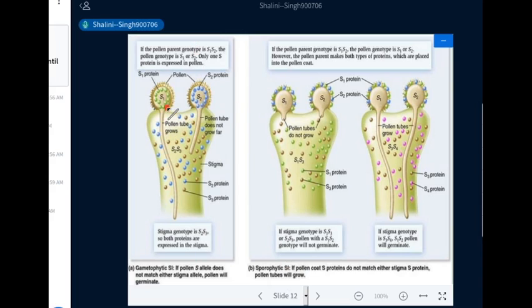This is the example of gametophytic self-incompatibility. In gametophytic self-incompatibility, if pollen S allele does not match either stigma allele, pollen will germinate.